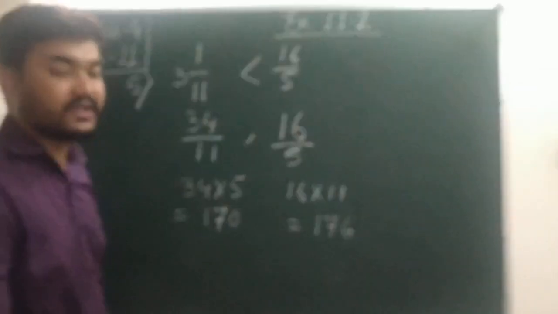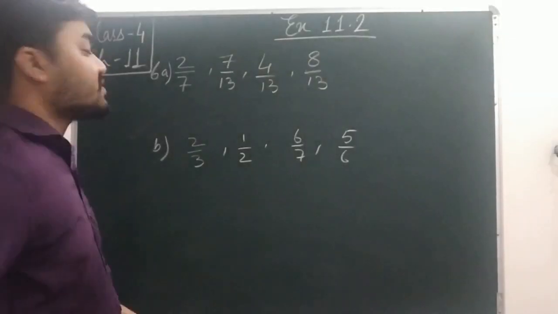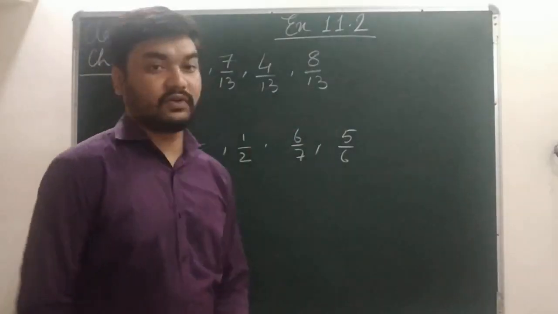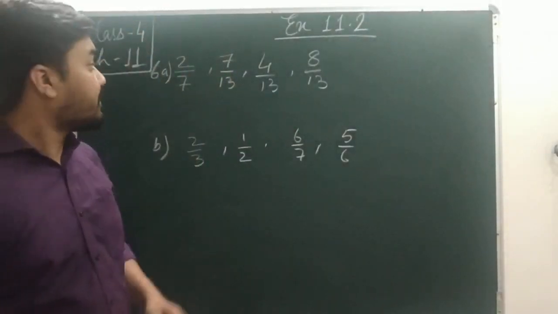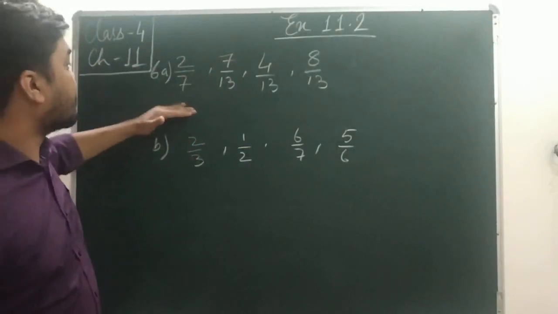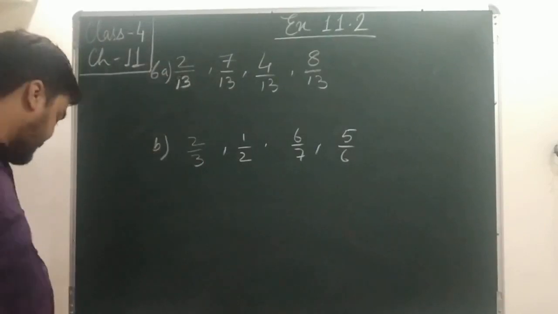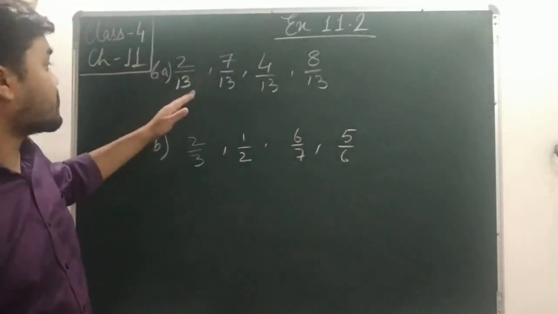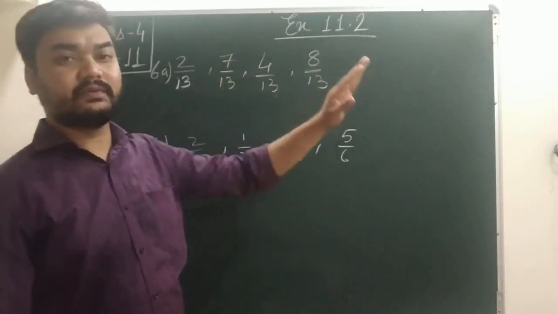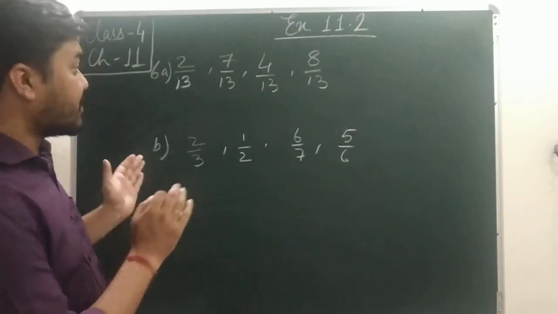Next we will do ascending and descending. Next we will do ascending order. Ascending means from smaller to bigger. See, the first question which is given is 2 by 13, 7 by 13, 4 by 13 and 8 by 13. In this question, we have to arrange in the ascending order.